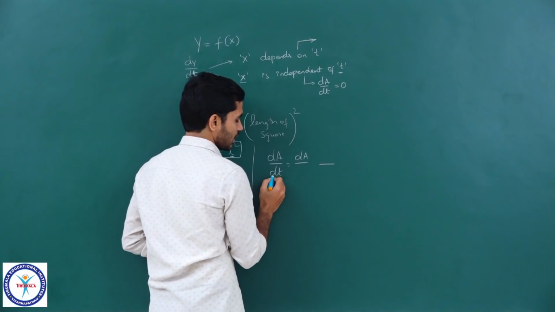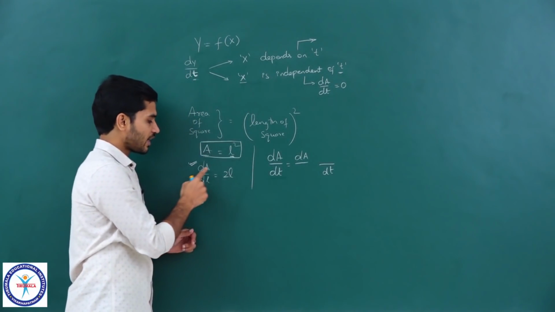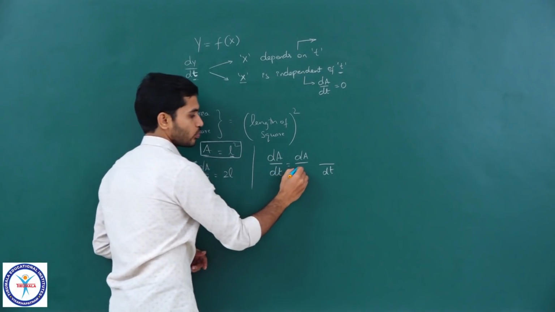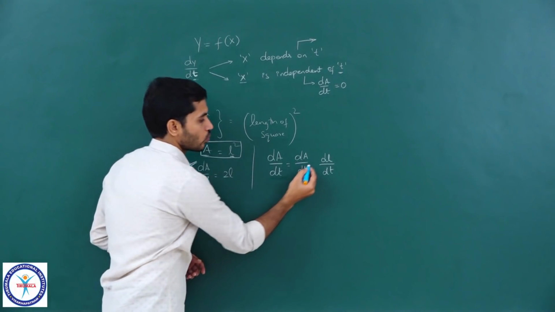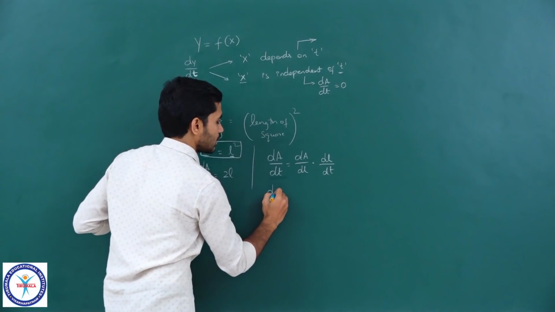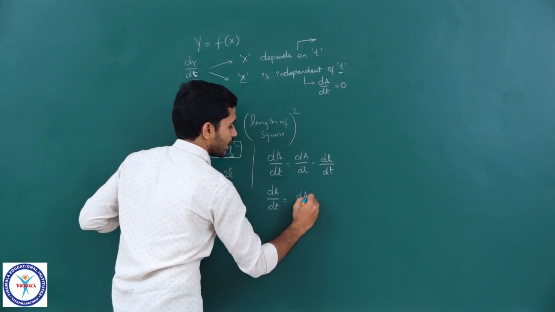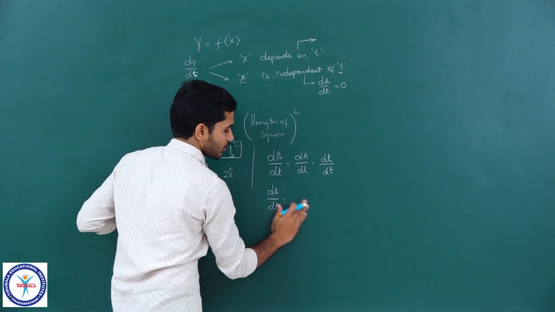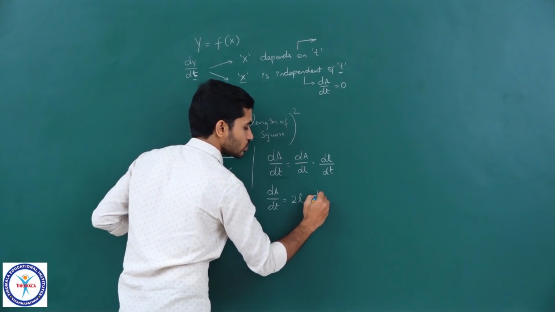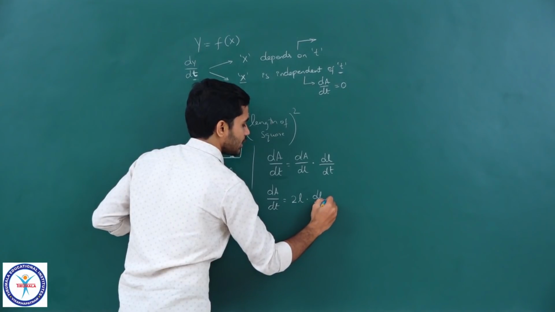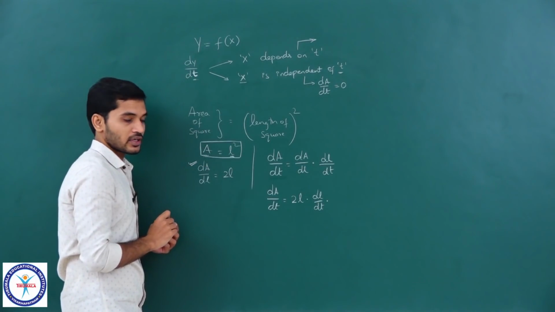dA by dt can be written as, I will write that dt over here, because I can find dA by dl, I will put dl here and dl here, that is it. So, what do I get? I get dA by dt is equal to dA by dl, and we know that value, which is 2l. So, 2l into dl by dt. Clear, students?